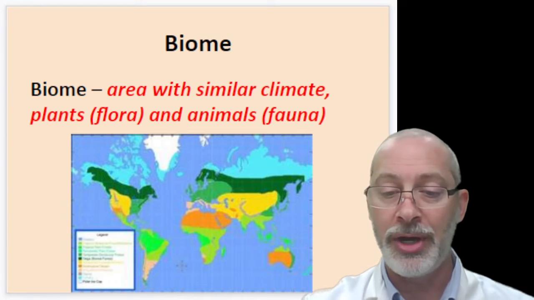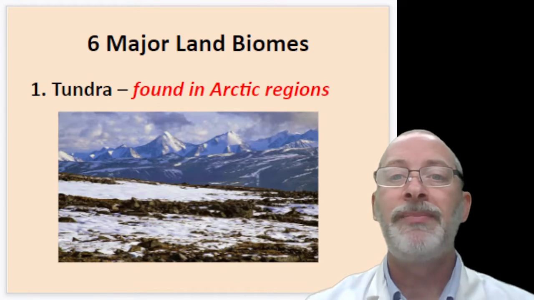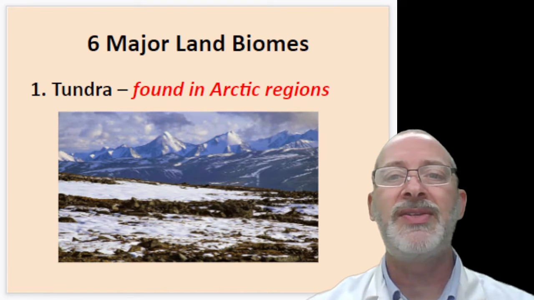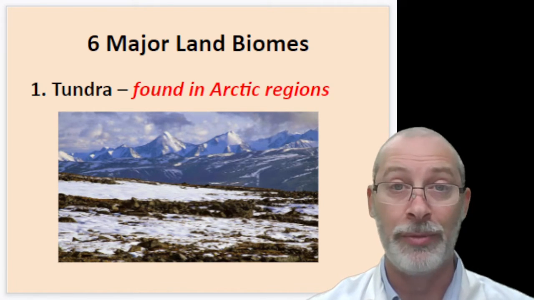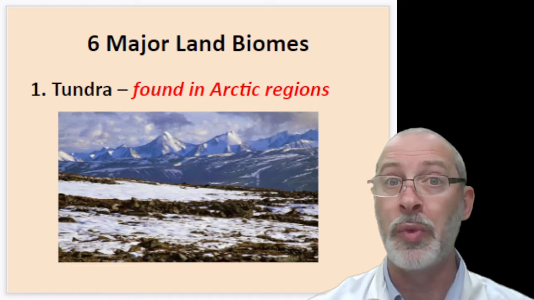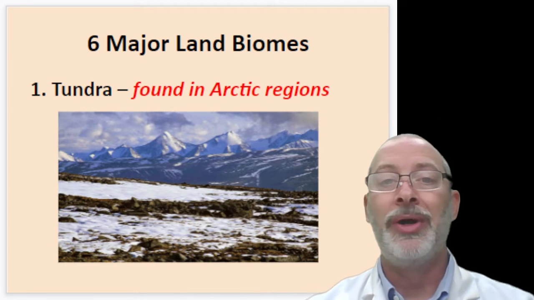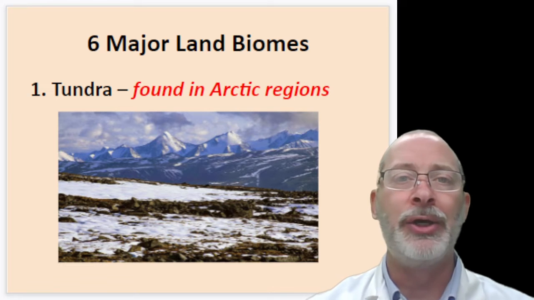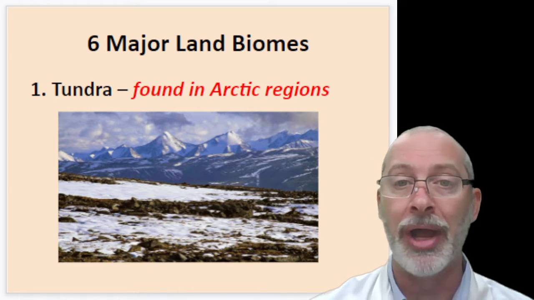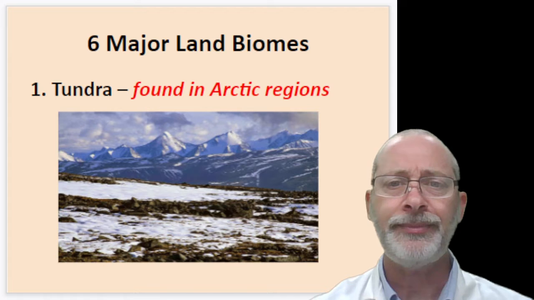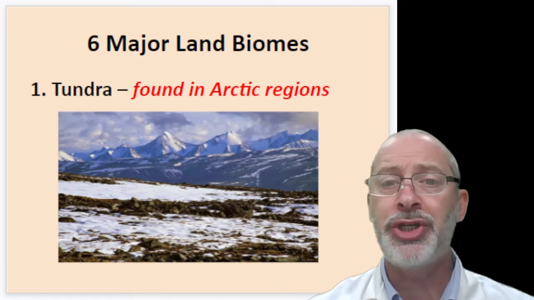So let's get started with the 6 major or basic land biomes. We're going to start near the poles and work our way down toward the equator. So number 1 land biome is called a tundra. Tundra.